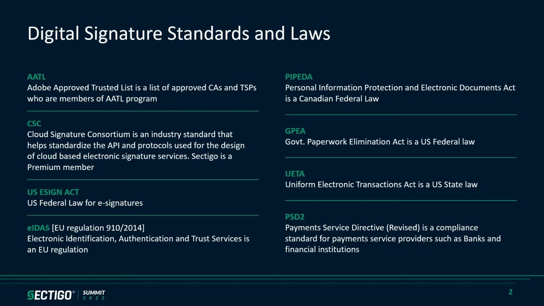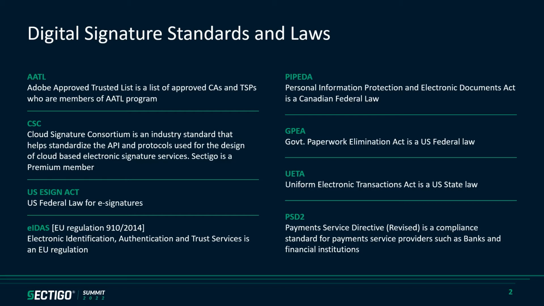The Adobe Approved Trust List program is a program that enables millions of people around the world to sign documents in Adobe Document Cloud solutions using trusted digital signing certificates issued by certificate authorities that are included in the trust list of members within this program. Currently, there are 80 plus members in this list, and Sectigo is a prominent member of this AATL program.